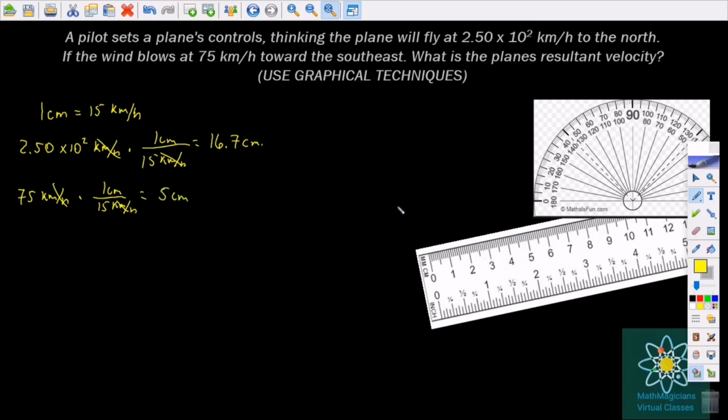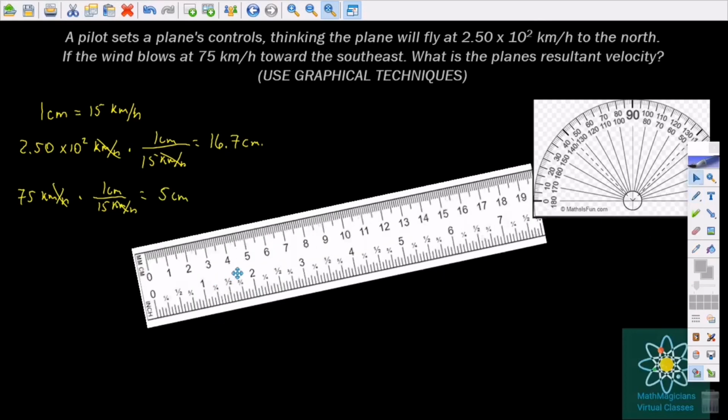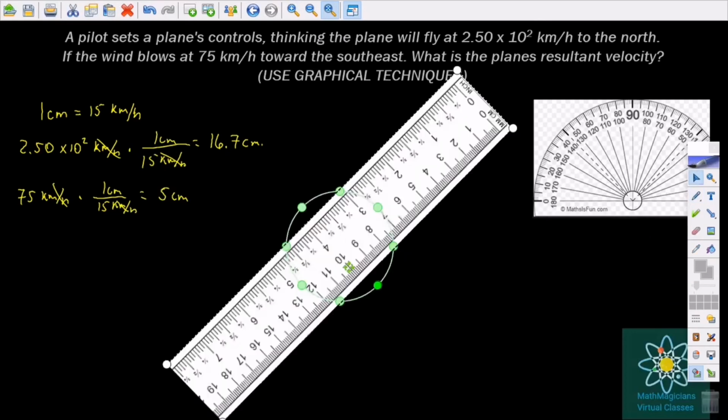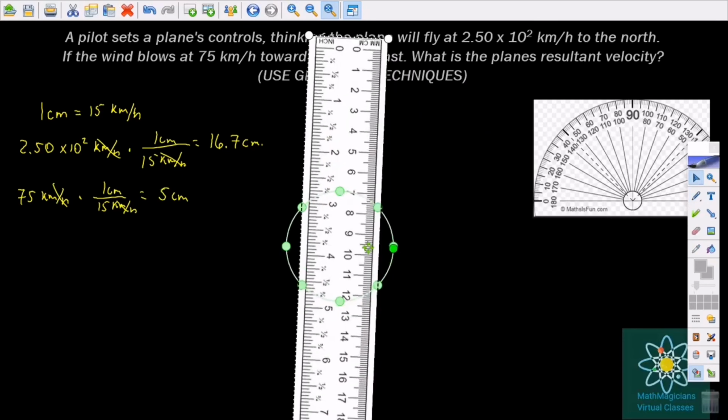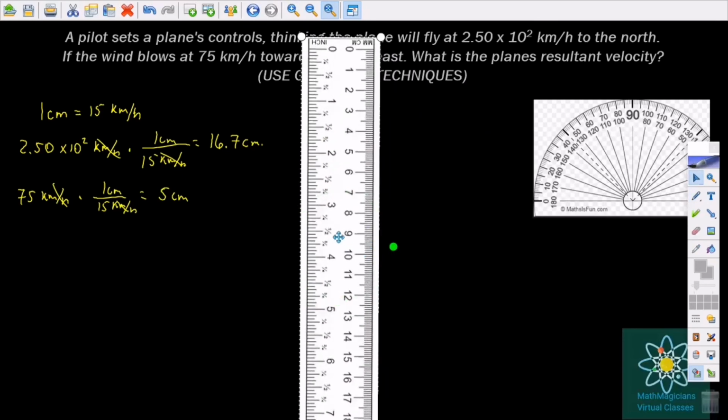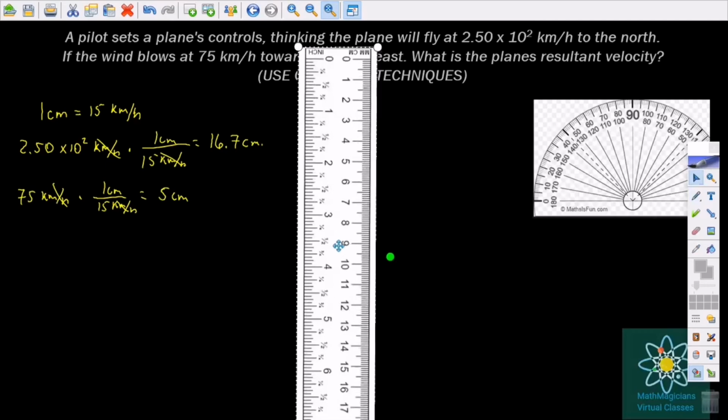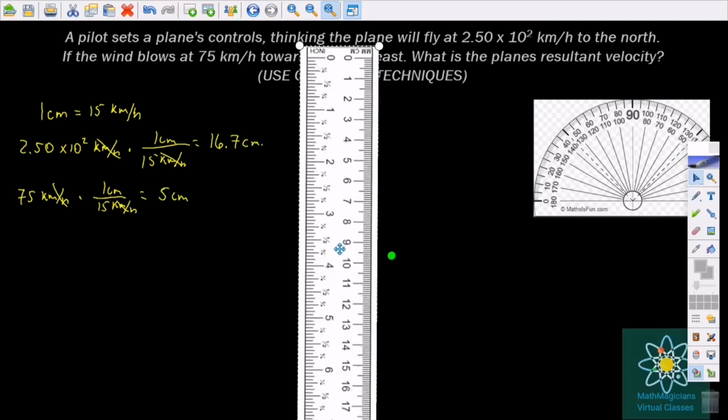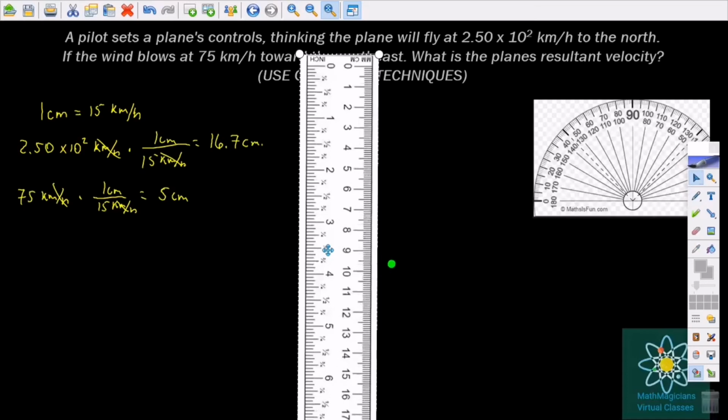Once we have that, this one says that it's moving directly north. That means that we're going to use our ruler vertically for 16.7. We have to go a bit past that mark for 16.7. Okay, we make our line, our vector, from 16.7, which is around here, until you get to the 0. And there you have your first vector.